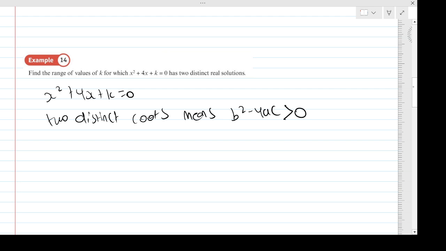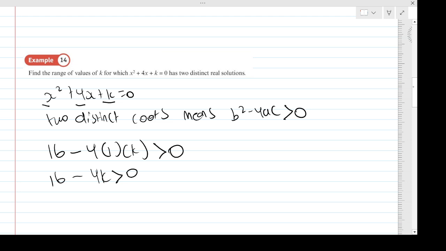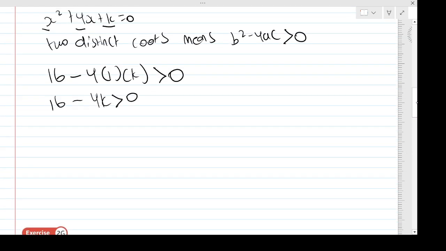Let's compute it then. So b squared, well, that's 4 squared, so that'd be 16, minus 4 lots of a, which should be 1, and c, the number at the end, will be k. And so it has to be greater than 0. Okay, then we can simplify it. So 16 minus 4 times 1 times k is just going to be 4k. And now this is an inequality. We do look at inequalities in the next chapter, but you should be able to recall this from GCSE.